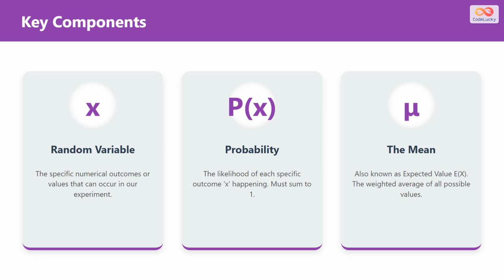Before we calculate, let's identify the key players. First, we have x, our random variable, which represents the numerical outcomes. Second, p of x, the probability of each outcome occurring. And third, mu, the Greek letter representing the mean or expected value. This is our center point.